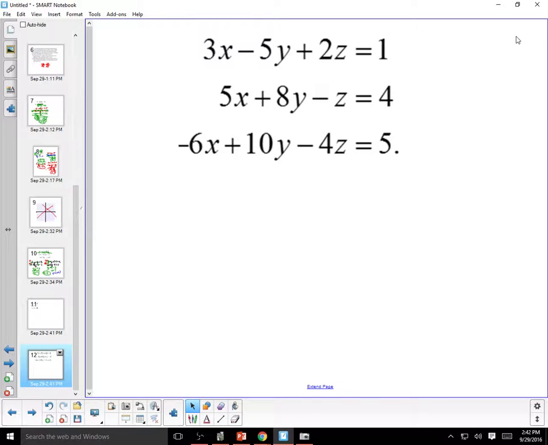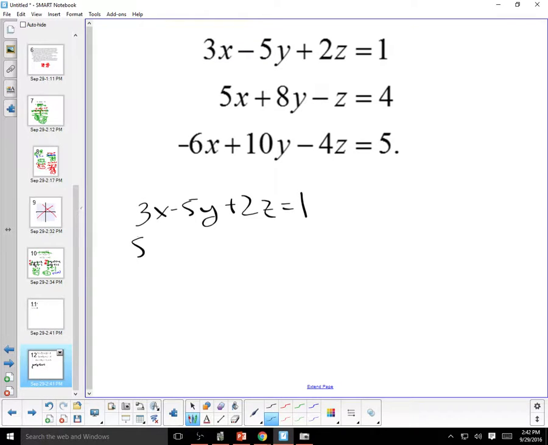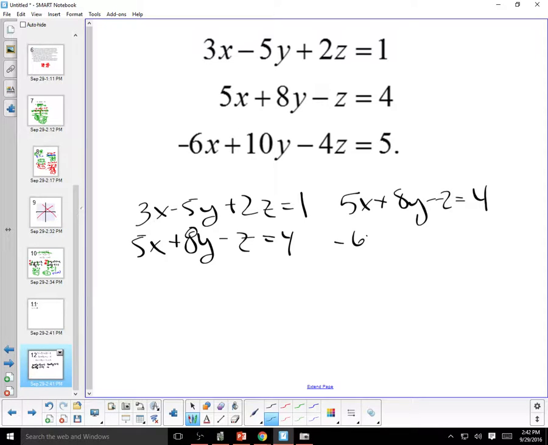Wait, why do you say that? Because to cancel with that, I multiply by 2. To cancel with this, I multiply by 4. Oh, I see. I'm trying to keep the number as small as possible. So 3x minus 5y plus 8y minus z is equal to 4. 5x plus 8y minus z is equal to 4. Negative 6x plus 10y minus 4z is equal to 5. Please watch what I'm doing. Don't write anything down because then you're going to miss something.